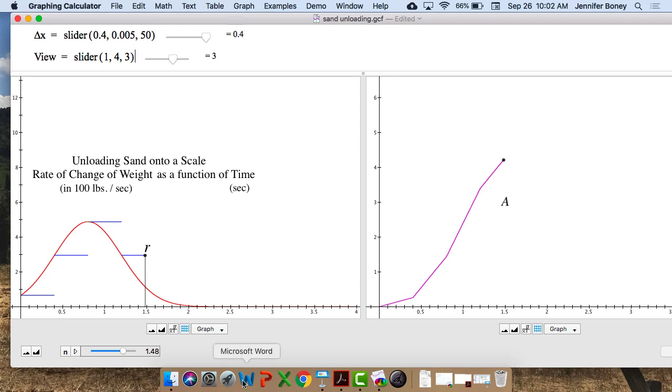If I knew that there was some 900 pounds of sand on the scale before I started, I could get the total amount of sand on the scale, the total weight of the sand, by just adding that 900. That's like my Y initial, 900 plus whatever happens here.